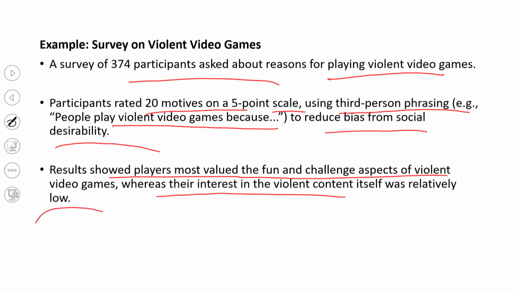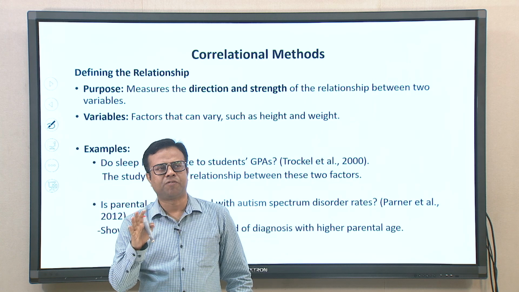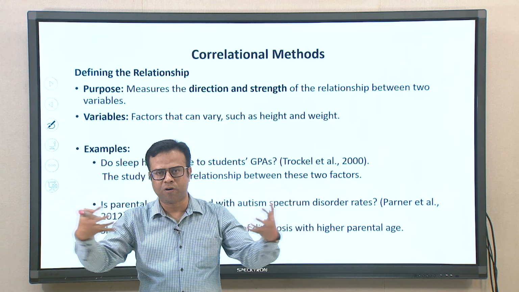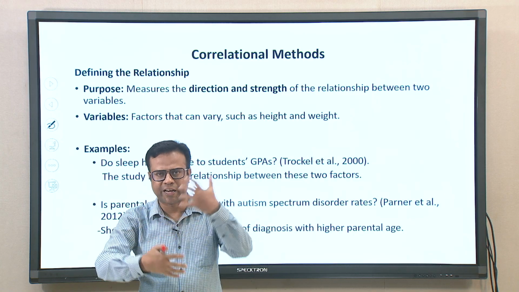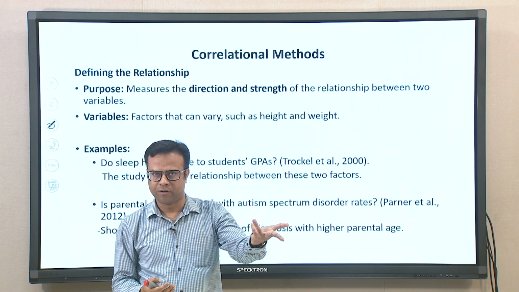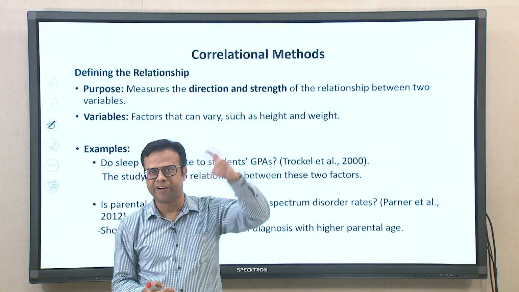So, this is a survey that gave certain insight about certain phenomena. Then comes the correlational method. Now, in the correlational method the focus is basically to find relationships among variables. Variables means anything whose values can change. So, height is a variable because height can change. Somebody's height can be 5 feet, somebody's height can be 6 feet. So, it is a variable.